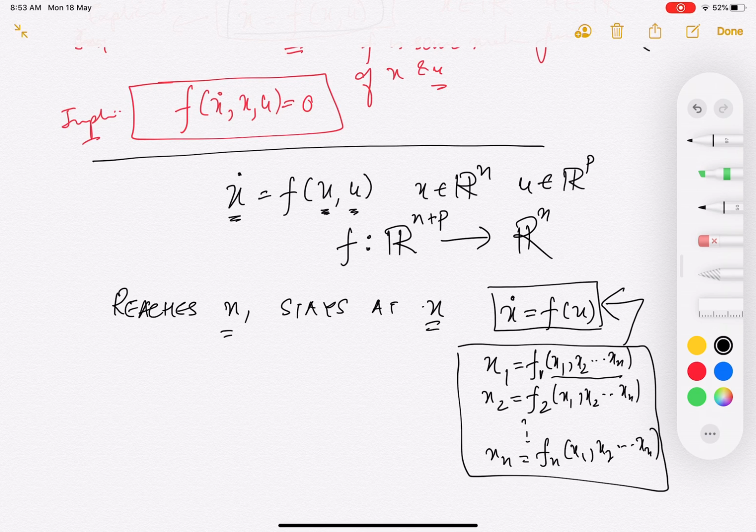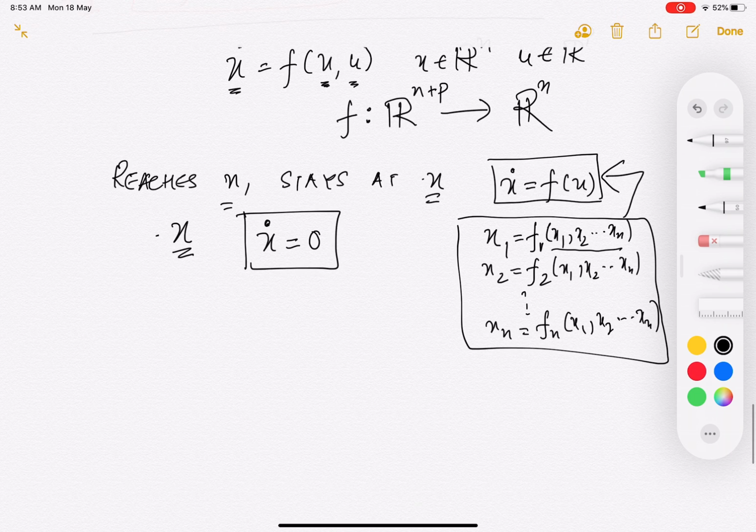So the equilibrium point is when the system reaches X, it stays at X. That means basically that there is no change in X. That means the state velocity vector is 0. So this is the definition of equilibrium point. The state velocity should be 0 at the equilibrium point. And there are two types, as we have just seen.